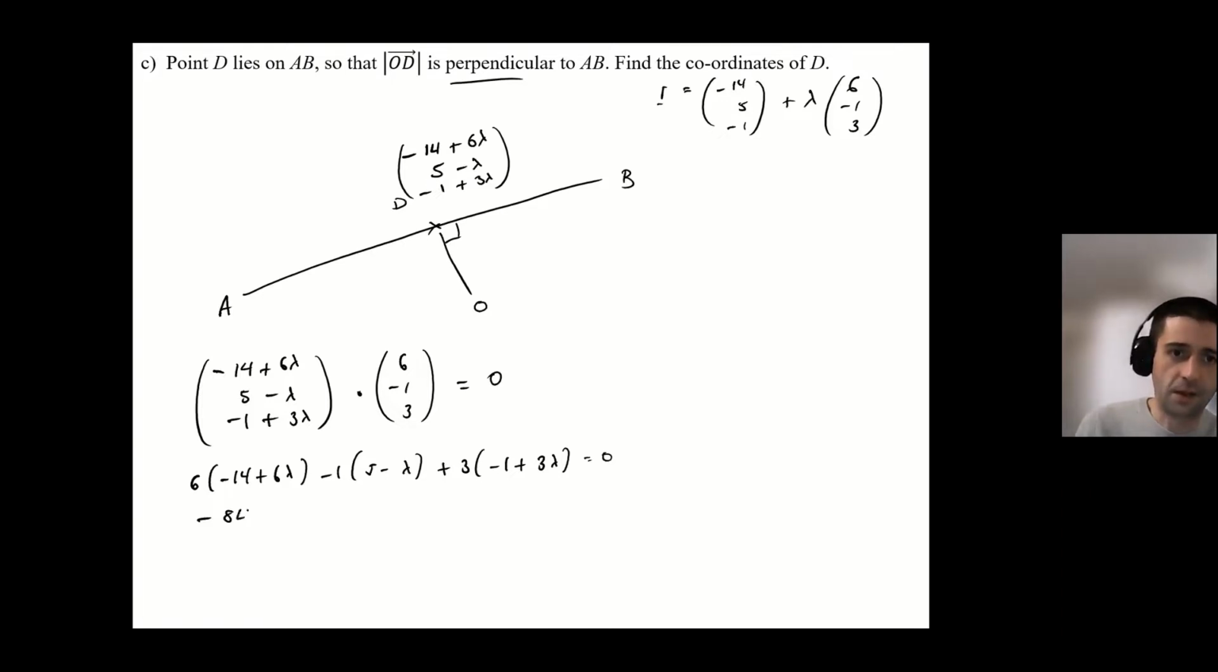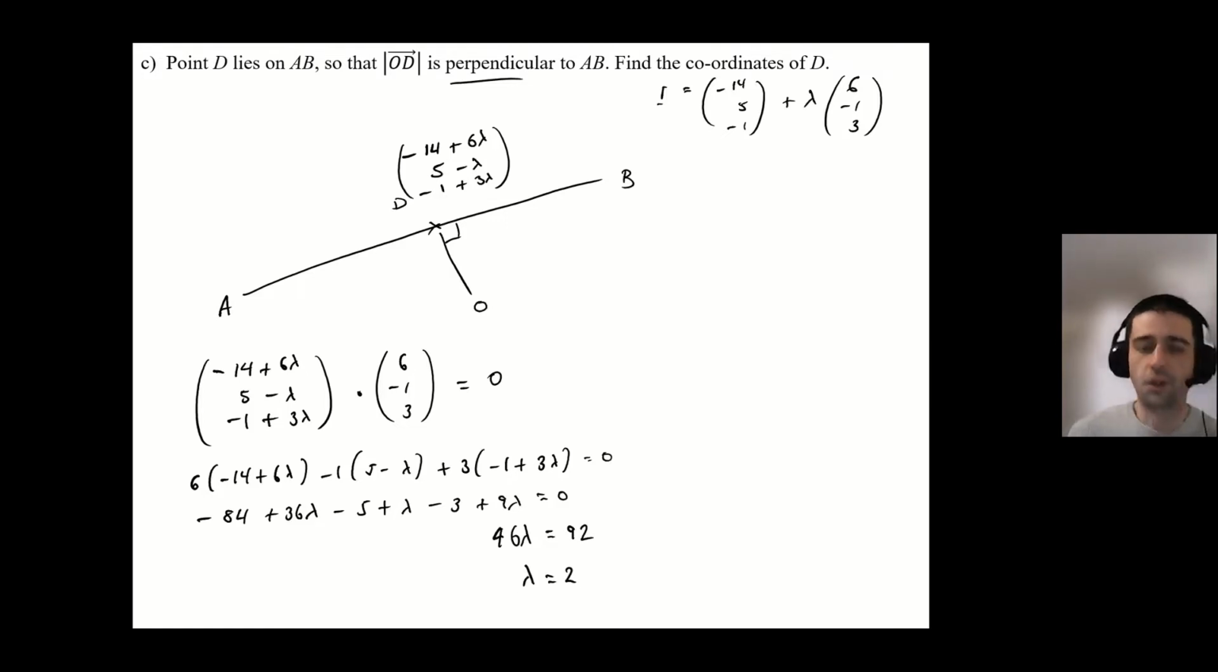So let's take care of expanding this out. Negative 84 plus 36 lambda, minus 5 plus lambda, minus 3 plus 9 lambda is going to equal 0. So let's collect those terms. On the left-hand side, I've got 46 lambda. And if I add everything else over to the right-hand side, I've got 92, which means that my solution for lambda is that lambda is 2.